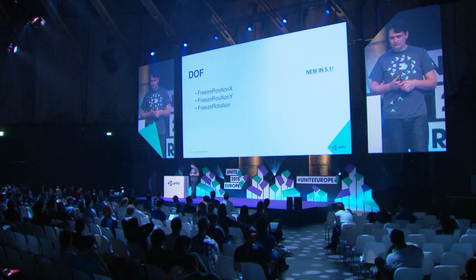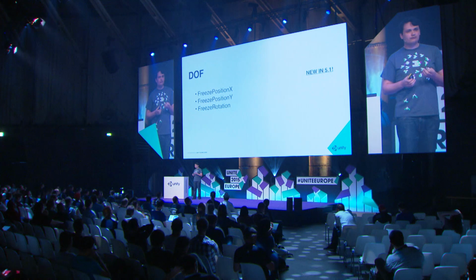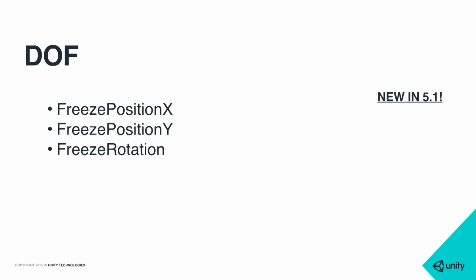Next, we expose additional ways of controlling degrees of freedom for 2D rigid bodies. Previously, we had the fixed angle property, which basically restricted all rotations. In 5.1, we expose freeze position X and freeze position Y. And we also replace fixed angle with freeze rotation, so it's now symmetric to the 3D API.